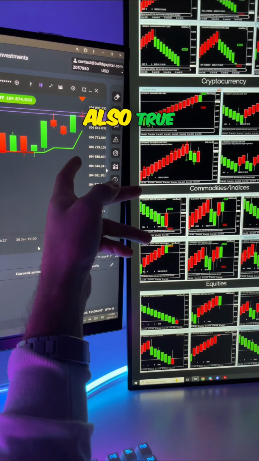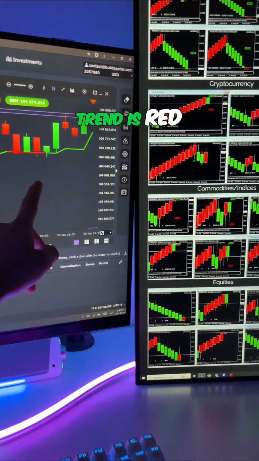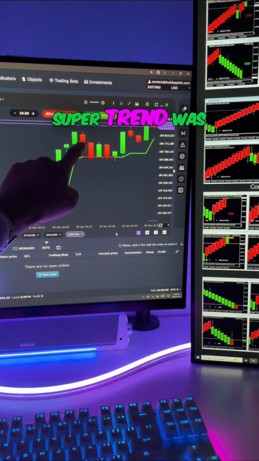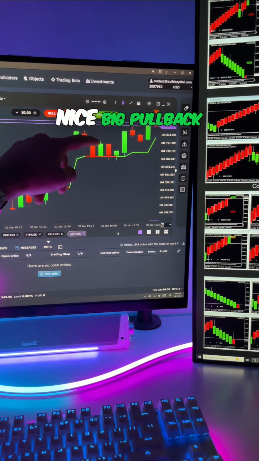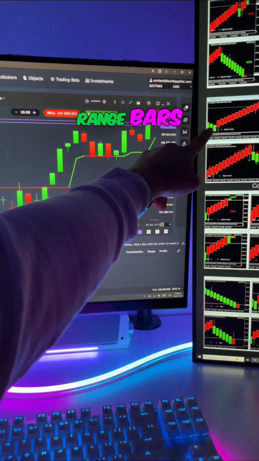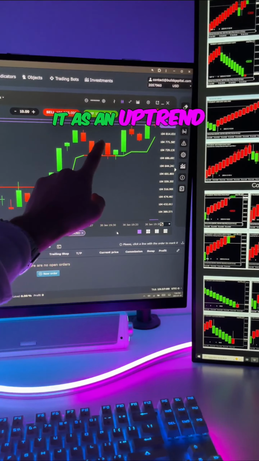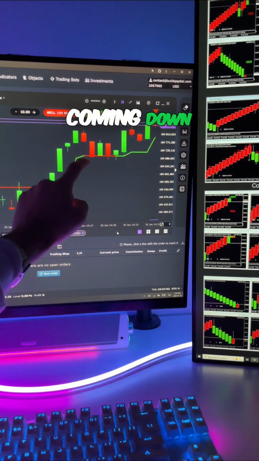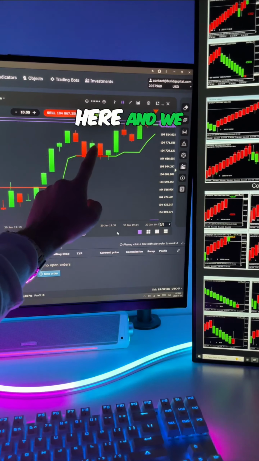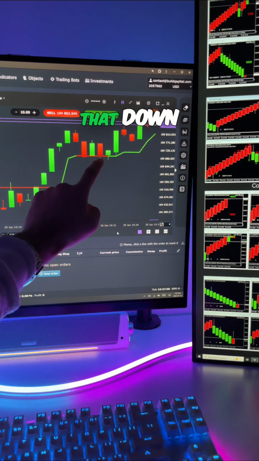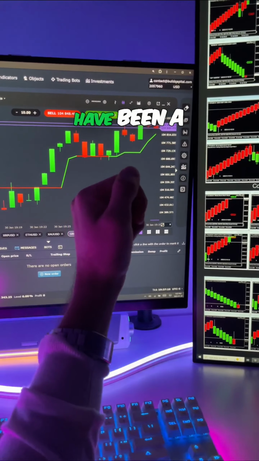And the opposite is also true. So if the super trend is red, for example, right here, we can see the super trend was red. We came down quite a bit, but then the market gave us a very nice big pullback. Now on the range bars, we would have seen it as an uptrend, but we know that overall the market is coming down because of the super trend. So we would be entering a short position here, and we could have ridden that down all the way to here, and that would have been a profitable trade.